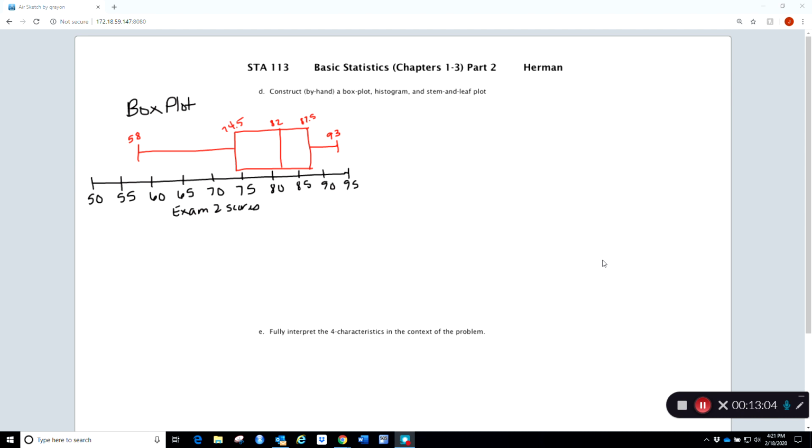Next, I'm going to create our histogram. I'm going to kind of work with the same scale here. So from 50, and just going up by 5s. And exam 2 scores. And so now we're just going to figure out how many numbers we have between each of those values. So up here on the y-axis will be our count.